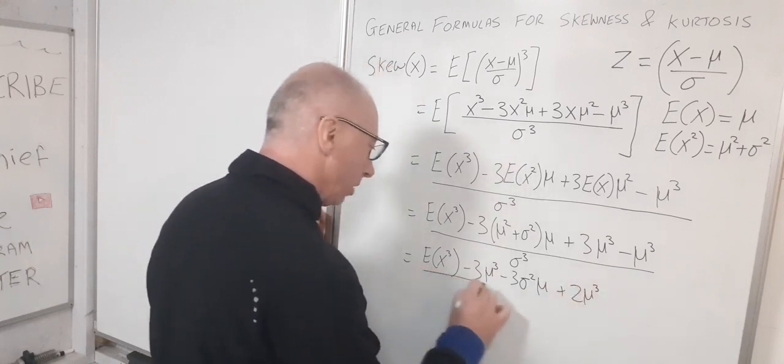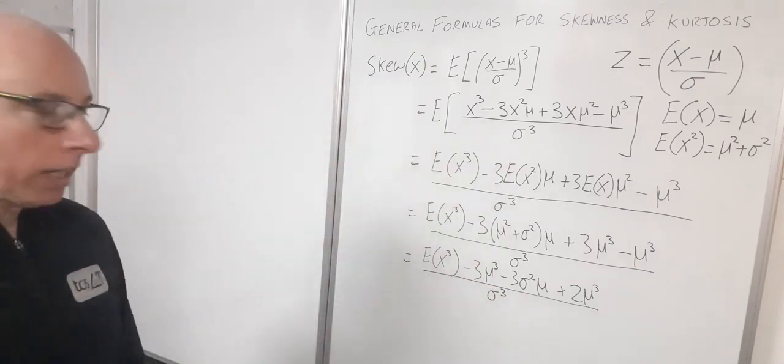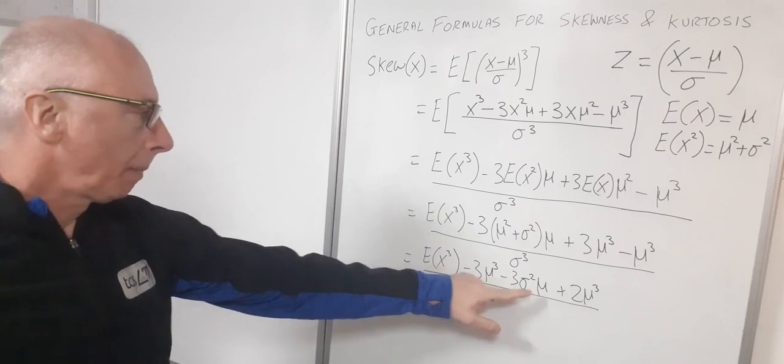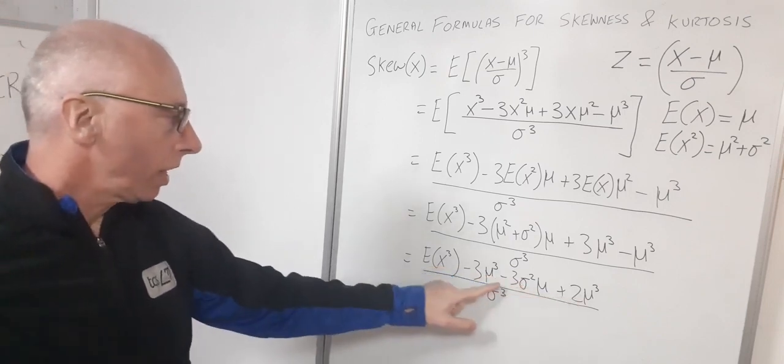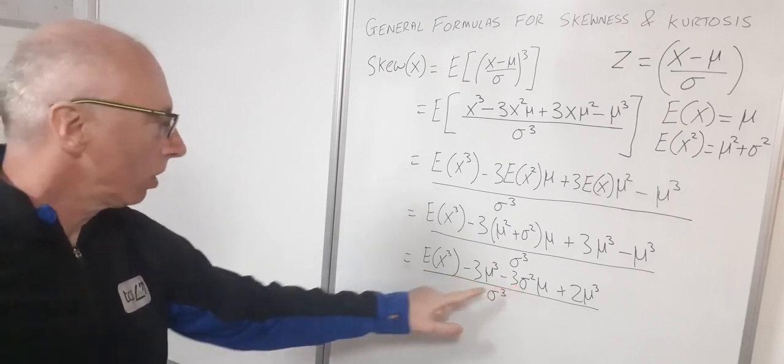Okay, and then we can just divide all that by sigma cubed. Okay, now we can break this right down. We've got minus 3 mu cubed plus 2 mu cubed, so that's just going to give us minus mu cubed. And this one here, there's nothing else we can do with that.